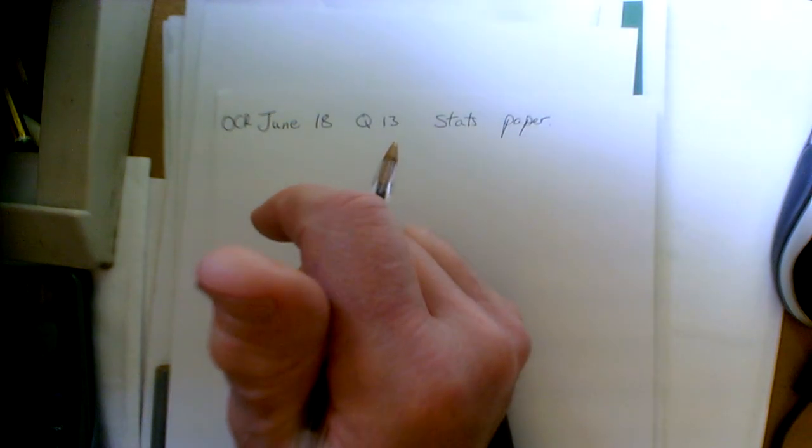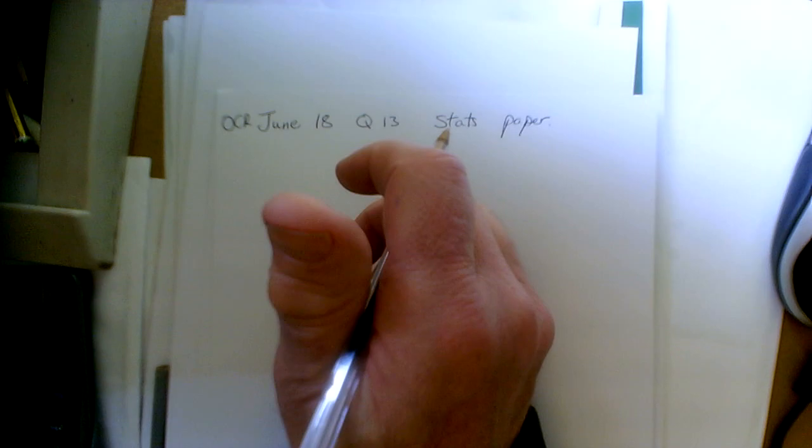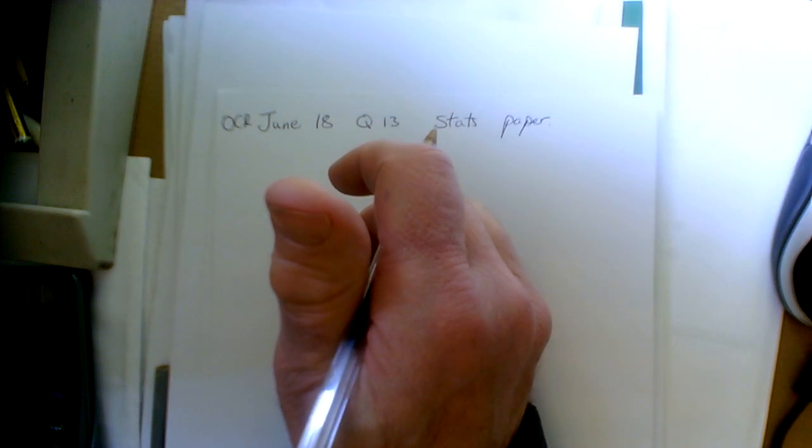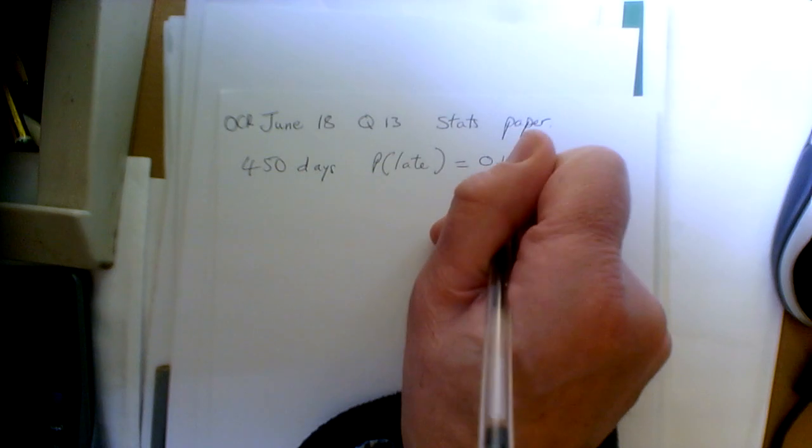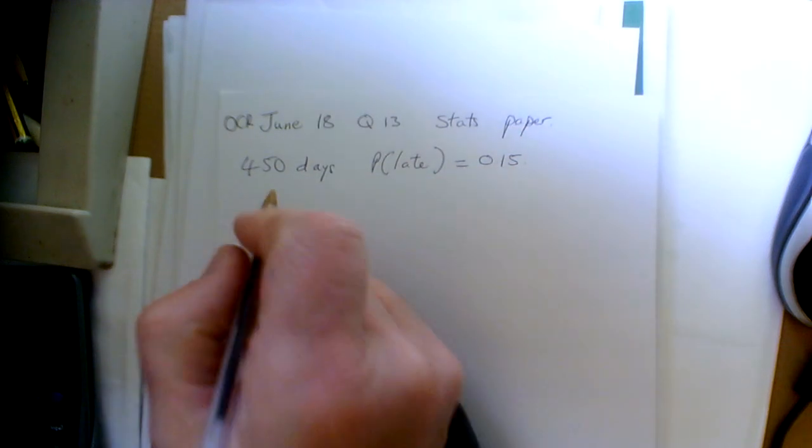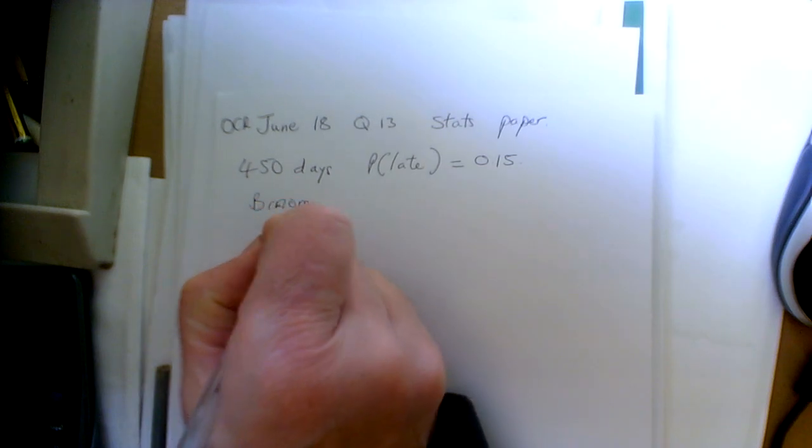Right, so this question is stating that we've got 450 days. The probability of being late is equal to 0.15, and it's independent of each day. So that would indicate that this is a binomial distribution, because we've got late or not late, we've got a fixed probability.